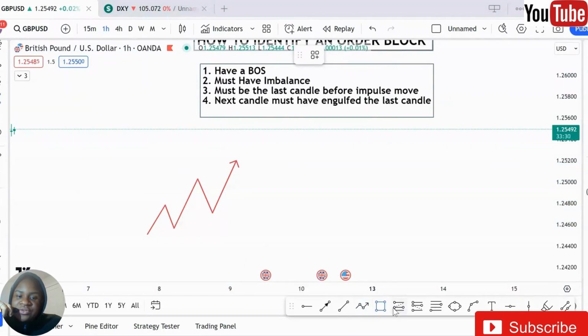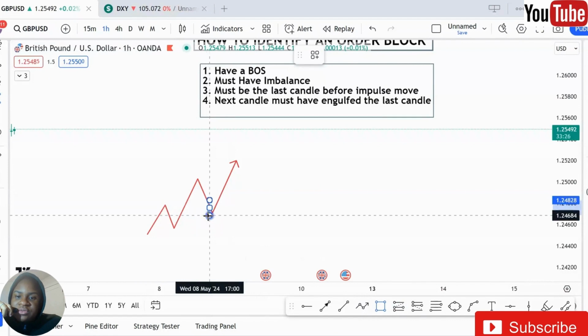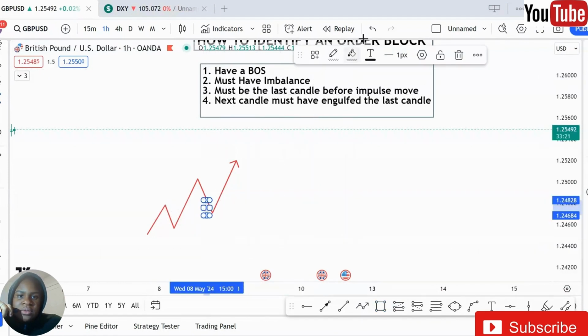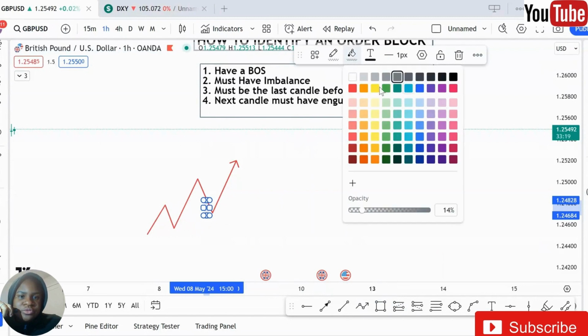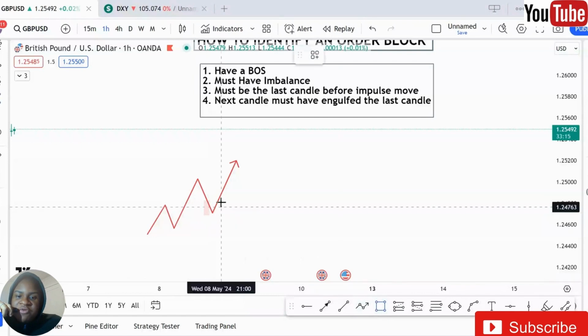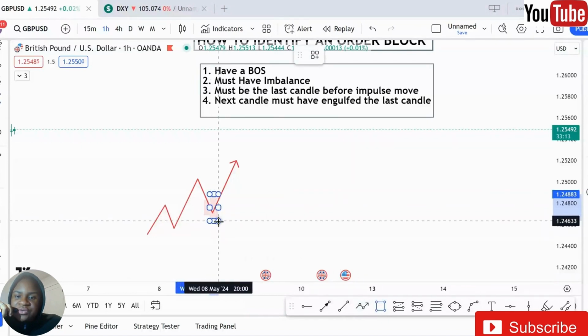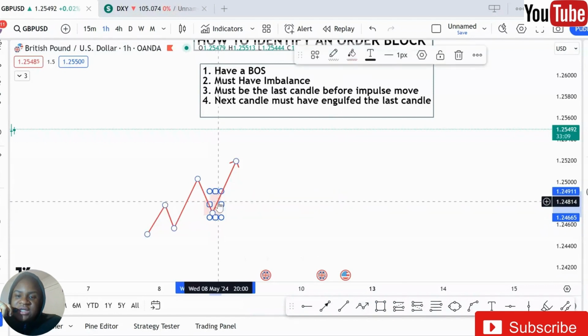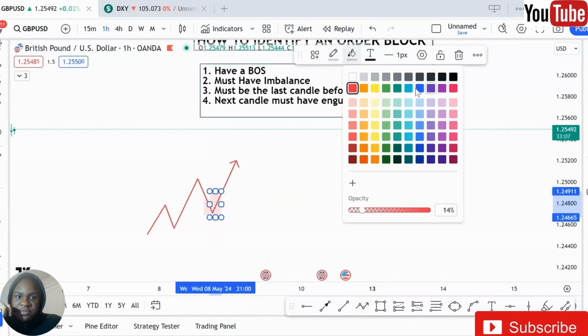Now the last candle that was here for the sell momentum, let me turn it to, what color should I use? I should use sell. Sell is a red candle. So the last candle was selling before the impulse engulfing candle. This is an engulfing candle for the buy momentum.